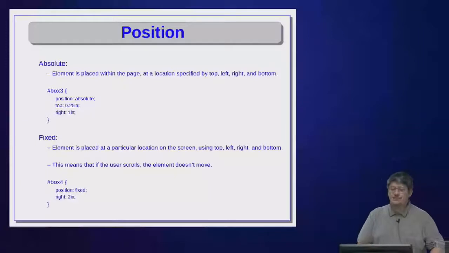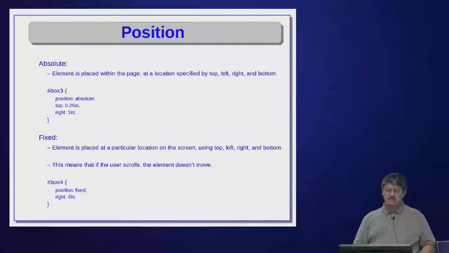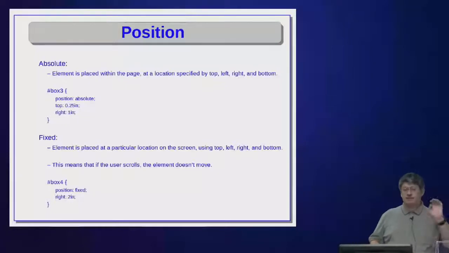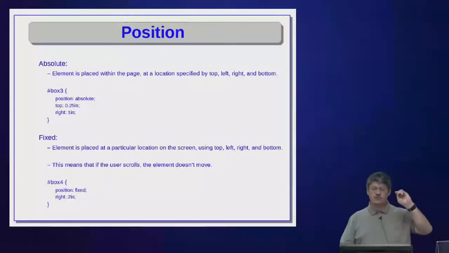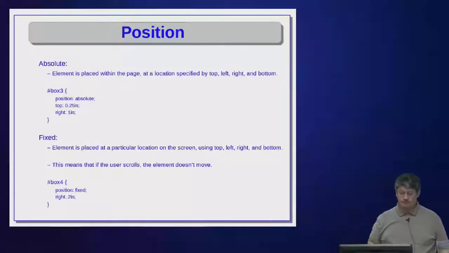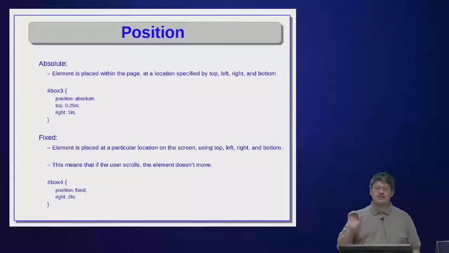Another option is to use absolute positioning. With absolute positioning, we can specify with left, right, top, and bottom exactly where in the page we want to put an element. So the location is specified maybe in inches or pixels or something from the top left corner of the page. So for example, I could say, take the element with ID box3, use absolute positioning to place it, and make sure that it's exactly 1/4 of an inch from the top of the page and 1 inch from the right of the page. So it's going to be positioned in the top right corner.